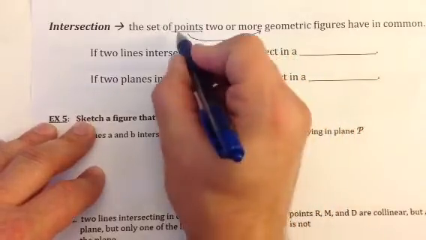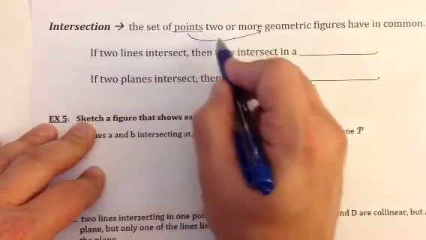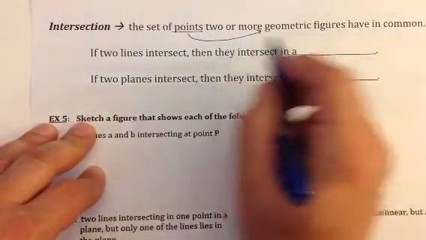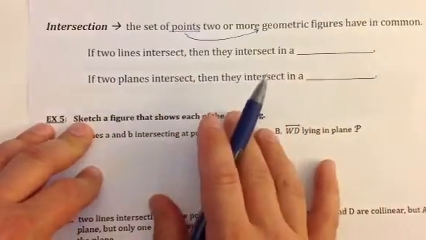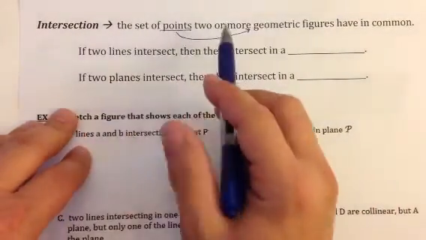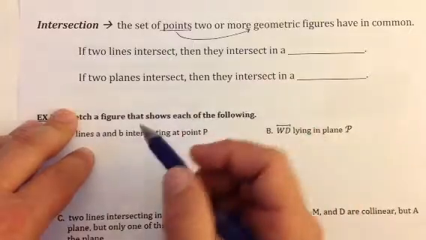I'm sorry. Ignore that. The set of points that two or more geometric figures have in common. There you go. I had to read the rest of the sentence. All right, intersection is where two or more geometric figures cross, or the points they have in common.